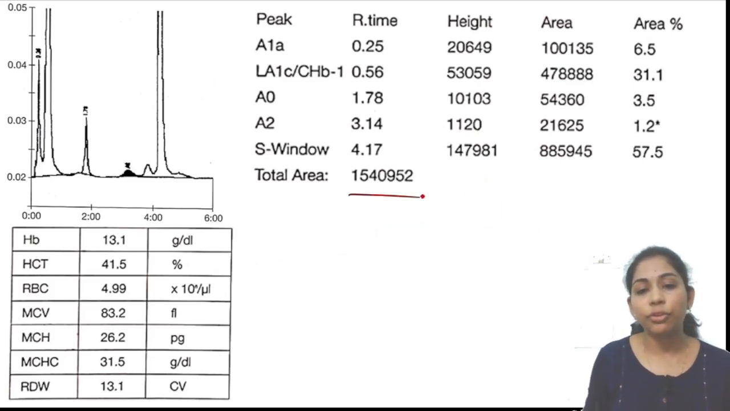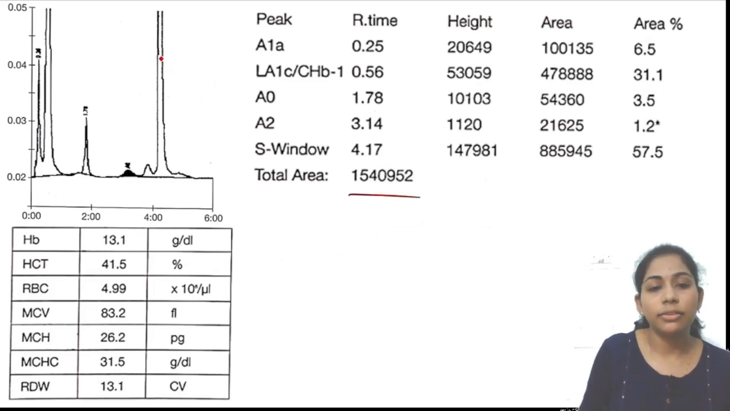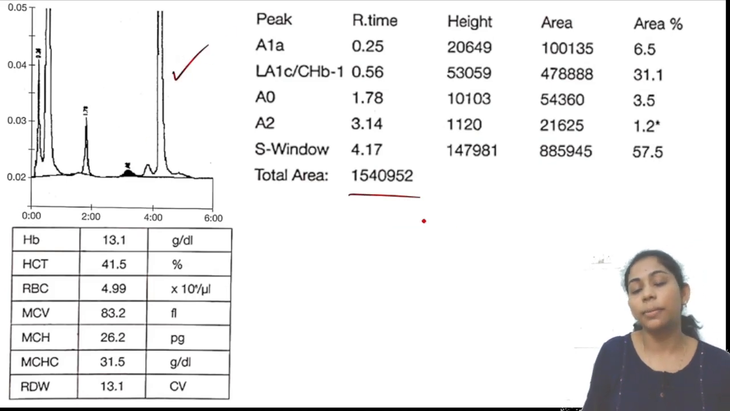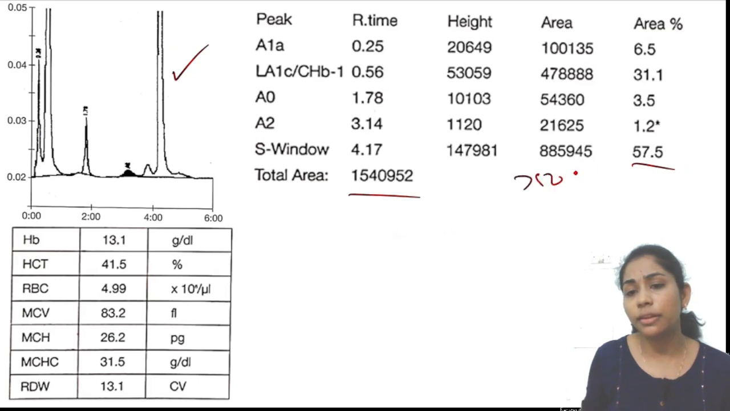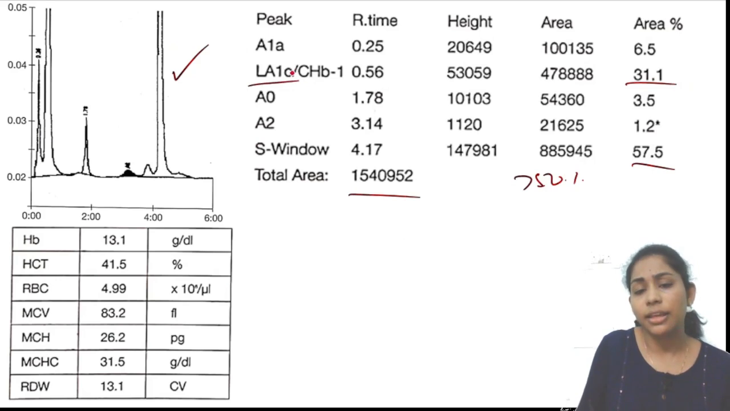Again, the area is between 1 to 4 million, baseline is straight, and the peaks are sharp and symmetrical. So we can interpret the HPLC. Again here, what is there? S window. Again, it is more than 50%. And what else is increased here? Some 31.1%. What is this? L11C.